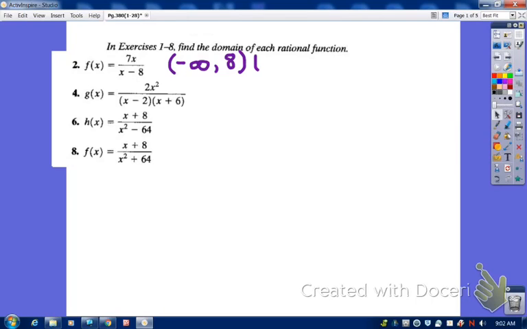Then we have a union symbol. Then we have another parentheses. And then we say our domain continues from 8 to positive infinity, parentheses. We're always using parentheses on infinity because infinity is a number that we can never reach. We're just always approaching that. Everybody remember how to do this?